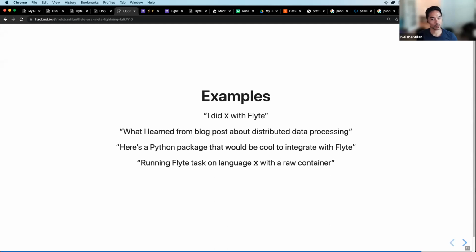Here's Julia, a language that doesn't have an SDK. Here's how you run something on a raw container. And then there's another wacky idea I had of building a distributed data frame on top of Flyte. Probably not, but it would be a cool exercise in understanding how these things would be built from the ground up. So these are pretty wide and broad, and you can talk about pretty much anything, at least within the scope of distributed data processing.